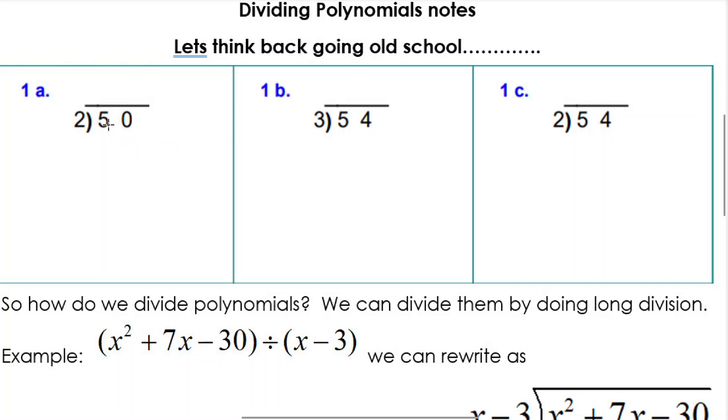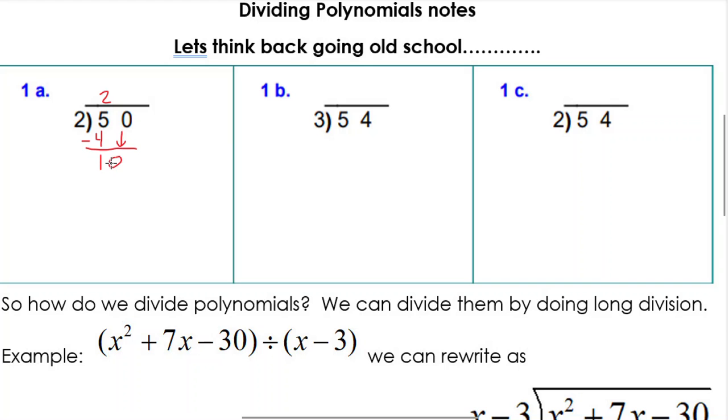Remember, you had, say, 50 divided by 2, right? So you would say, what times 2 will give me 5? Or how many times will 2 go into 5? Well, 2 goes into 5 2 times, right? 2 times 2 is 4. And then you would do 5 minus 4. 5 minus 4 is 1. And then you would bring down your next number.